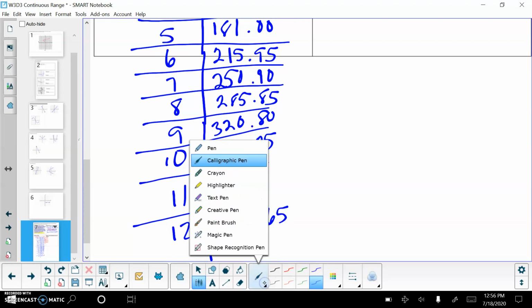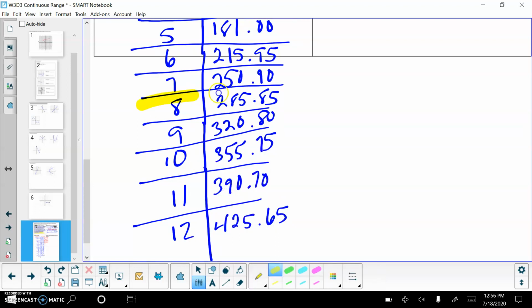And I'm going to highlight, now that I got my table filled out, that what I'm really looking at is this area right here. Because remember, we had to have at least 8 players, so at least 8 uniforms. And we had to have no more than 12. So this is what I'm looking for right here, this area.